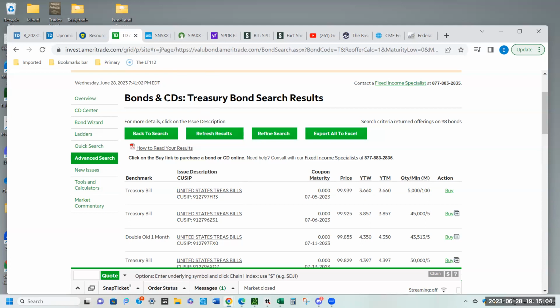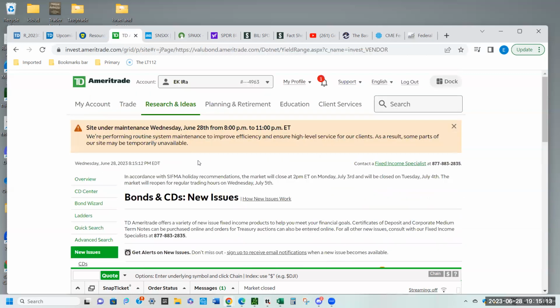So we'll get into it. Let's just do an Ameritrade example. And you guys who've watched Bobby's videos have seen him do this. So he goes into the T-bill section.